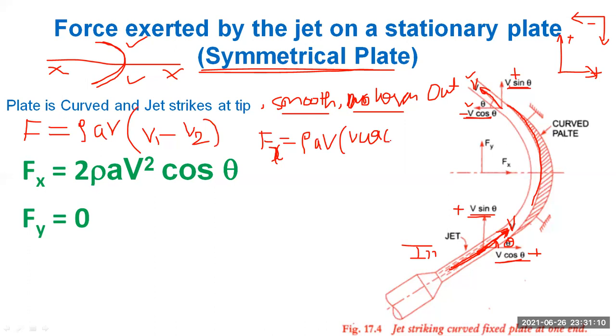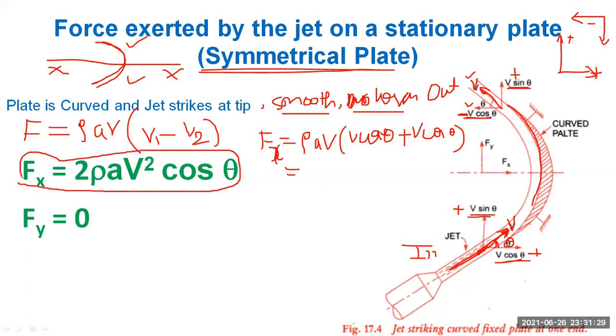So at the inlet it is plus v cos theta, minus the final velocity v2, which is minus v cos theta. So minus into minus you'll get plus. So it is v cos theta plus v cos theta, 2 v cos theta. So you'll get Fx as 2 rho a v square into cos theta.